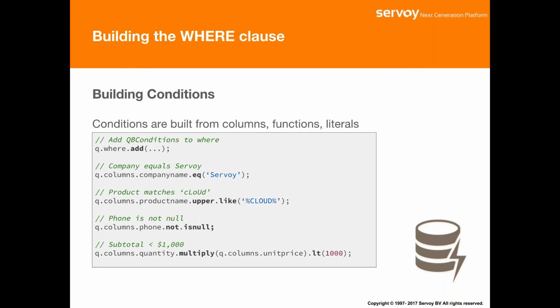Building conditions in the where clause is pretty straightforward, except for when you get into the nested conditions. But pretty much you do the where and then you do .add, and then conditions, you can think of them as functions of the column itself. So company name .equals, product name .upper, phone .not, and then whatever condition comes after that. There are top level conditions as well, so you can do q dot top level functions. Q dot functions dot, and then you'll get a list of functions where it's not coming off of a primary column.